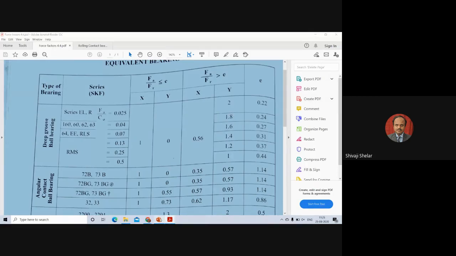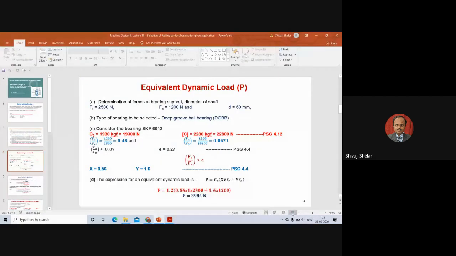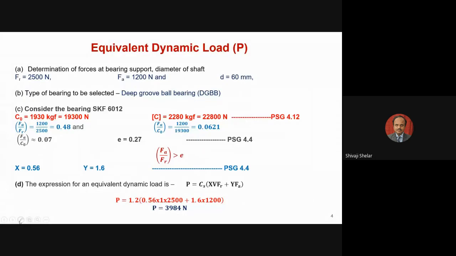So you can go to the presentation and see the selected values here. So we have selected the values associated. Since our value was 0.06, we approximated to the table value of 0.07. So for table value of FA by C naught of 0.07, E value is 0.27, and what we observed is that FA by FR value here is 0.48, E value is 0.27, so FA by FR is greater than E. So following that column, we got X value equal to 0.56 and Y value equal to 1.6, and this we have referred from PSG 4.4 page.